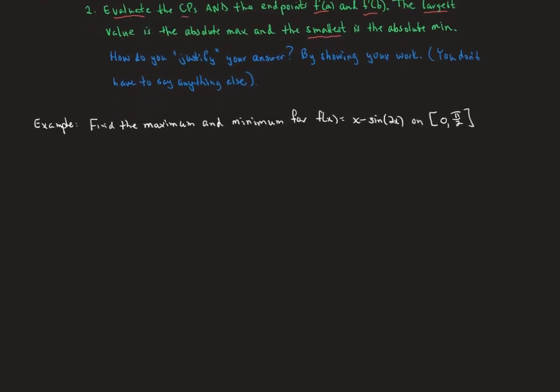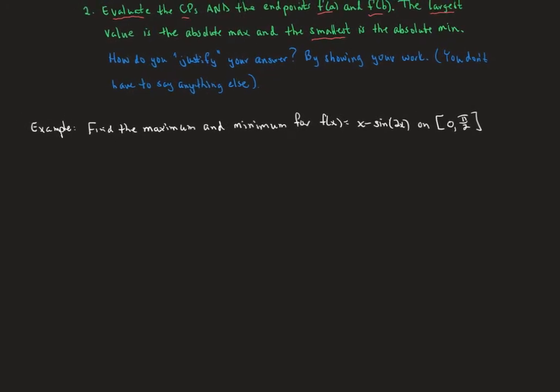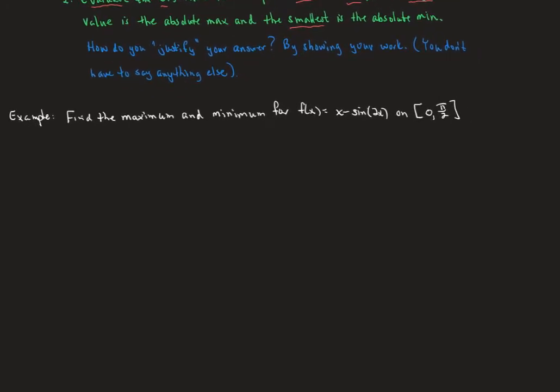Okay. Here's an example. So let's find the maximum and minimum for f of x equals x minus sine 2x on the domain 0 to pi over 2. So we have a continuous function f and we have a closed interval, so there must be a maximum and a minimum. So we're going to use our candidate test.